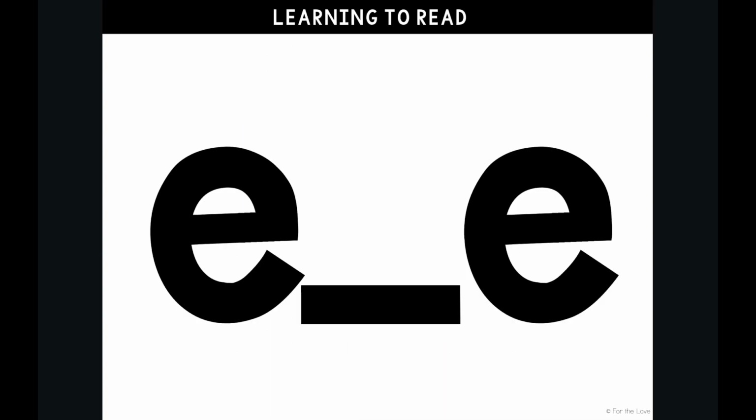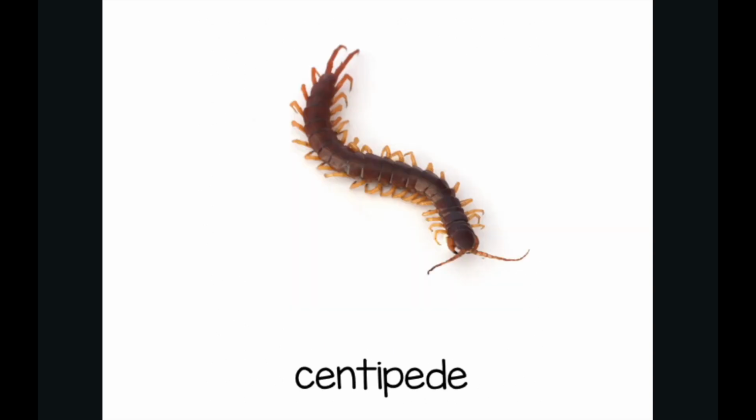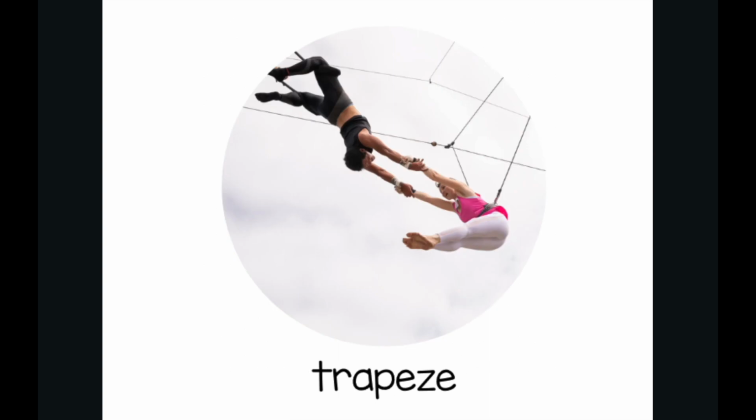Great. The VCE syllable can also make the long E sound. Point to the letters making the long E sound in each word. Concrete. Centipede. Trapeze.